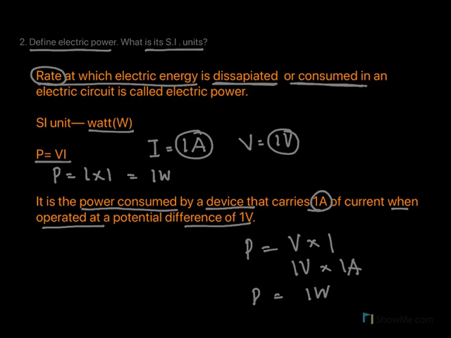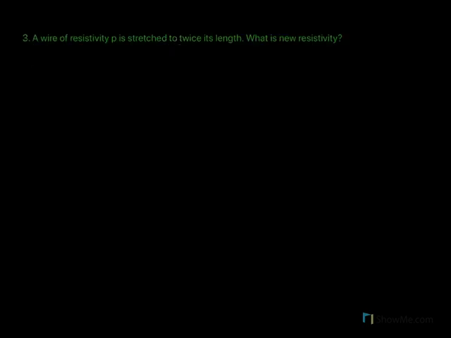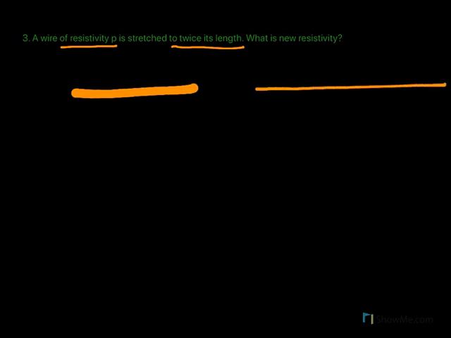A wire of resistivity ρ is stretched to twice its length. What will be its resistivity? So suppose I have here a thick wire and it is stretched to twice its length. That means the length becomes much longer. If this is now L, this will become 2L.